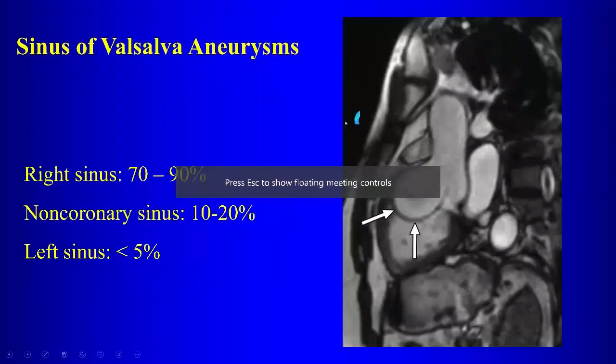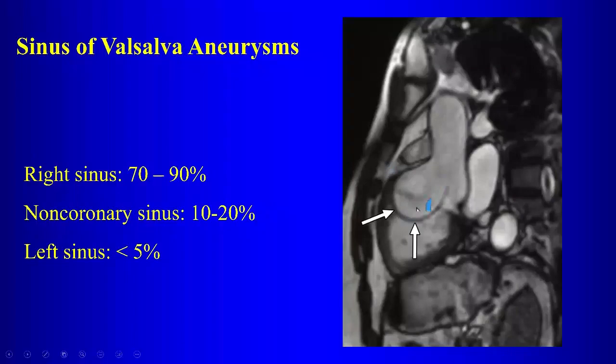So we can have sinus of Valsalva aneurysms. Most involve the right sinus of Valsalva. The non-coronary sinus is involved in a small percentage, and the left sinus is very rare. To have an isolated aneurysm of the left sinus of Valsalva is extremely rare.